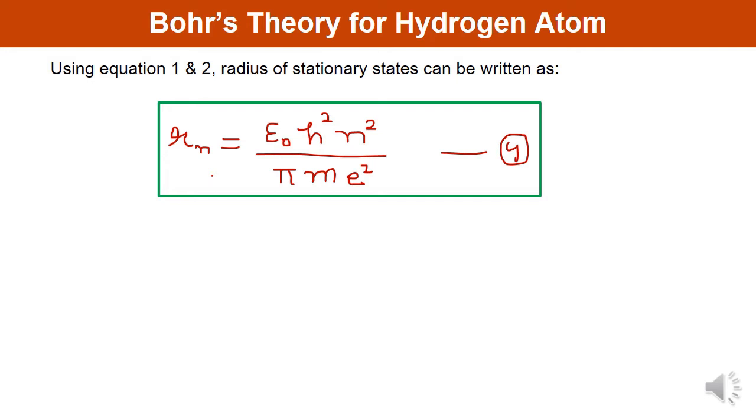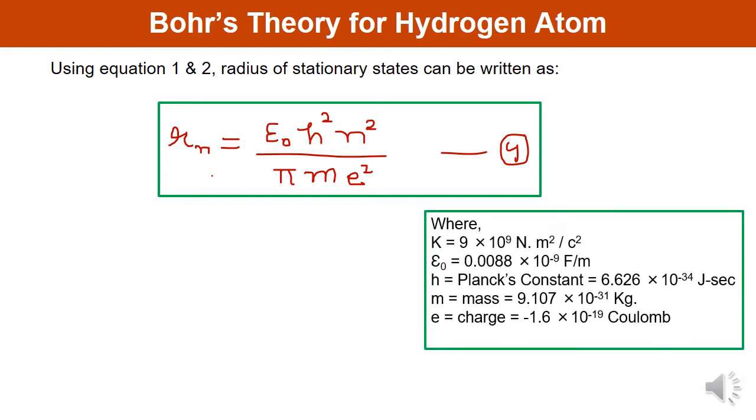rn is equal to epsilon naught h square n square upon pi m e square, where the value of k is 9 into 10 raised to the power 9, epsilon naught is 8.85 into 10 raised to the power minus 12. h is the Planck's constant, it is 6.6 into 10 raised to the power minus 34. m is the mass, e is the charge. So you must remember the values of all these constants, because sometimes in numericals these values may not be given to you, but you have to utilize them while getting the final answer.